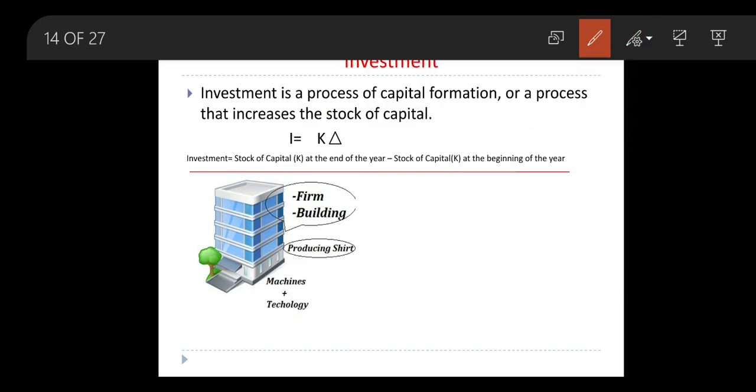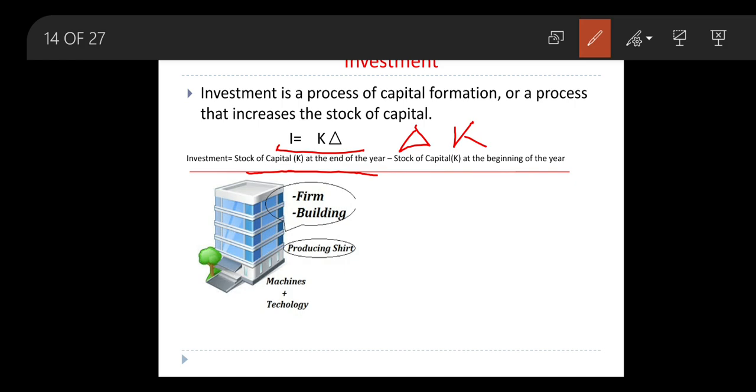And investment can be derived by this formula. I is equal to, it should be delta K, okay? I equal to delta K. Delta represents change in, and K represents capital stock. So investment is change in capital stock, and it is derived as stock of capital at the end of the year minus stock of capital at the beginning of the year.